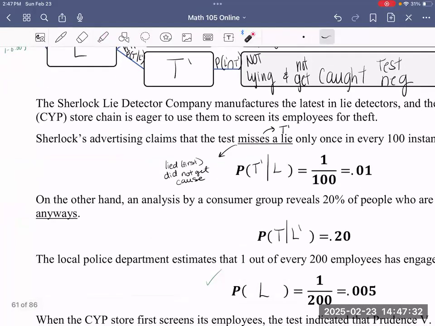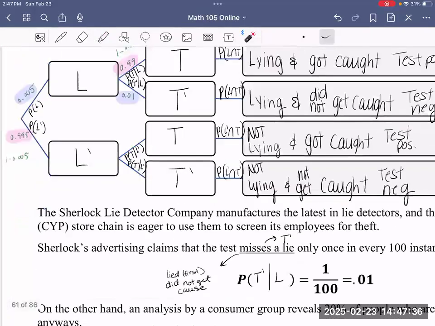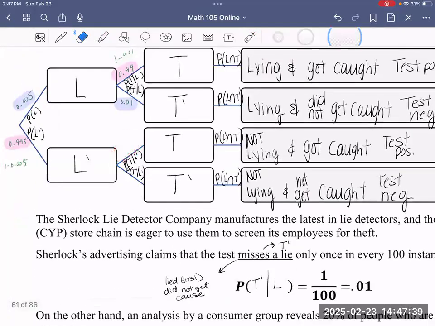Now, the last one is that they weren't lying, but the test believes that they are. So that would be right here. That would be this 20% here. This 20% or 0.2. Therefore, the opposite, 1 minus 0.2, is 0.8. So again, we don't have this one, but we have this one.